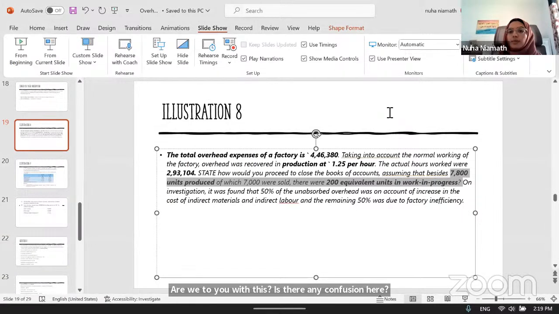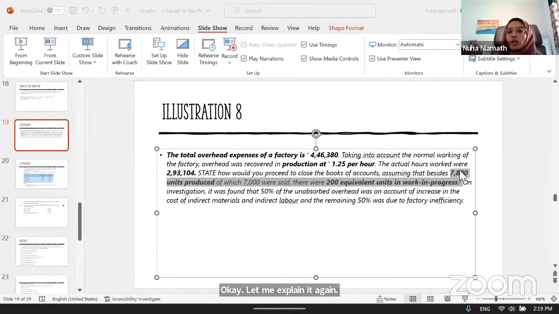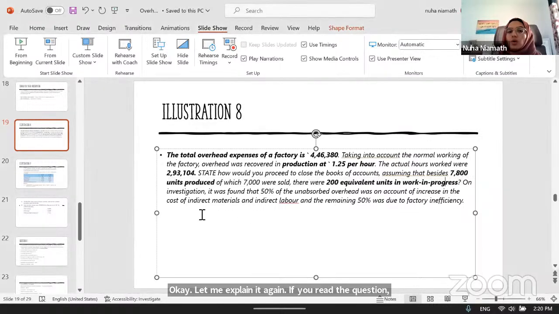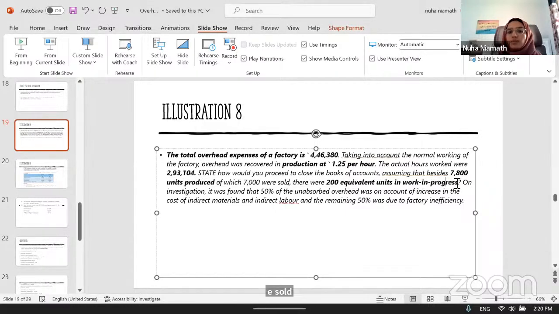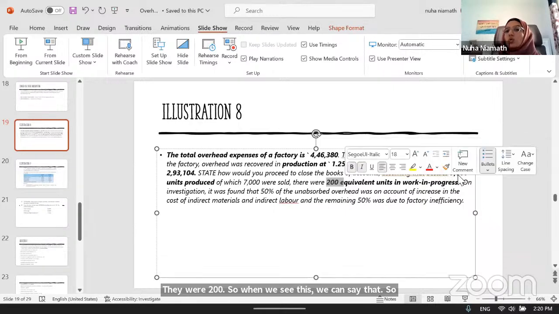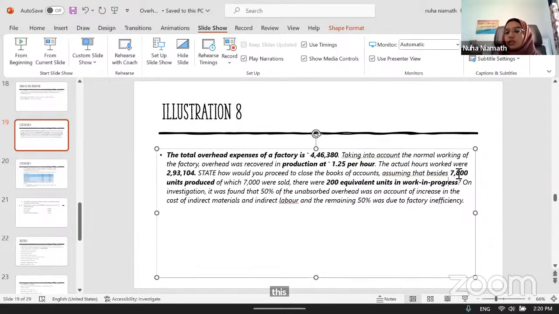Okay, let me explain it again. If you read the question, it says that 7,800 units were produced, out of which 7,000 were sold. There were 200 equivalent units in work in progress. So when we see this, we can say 7,000. This 200 units is not included in the 7,800 units because these were produced units, correct? So 200 units were still work in progress.